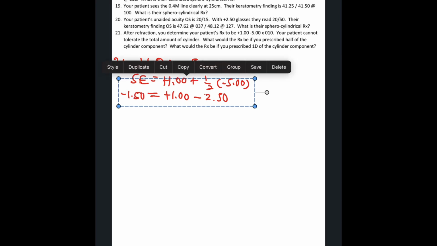And for the spherical equivalent, we do SE equals sphere, which is +1, plus half of -5. And so that's +1 minus 2.5 equals minus 1.5. Okay, so that's the spherical equivalent of our original prescription. So SE equals minus 1.5. So when we find the rest of the prescriptions, they should all have the same spherical equivalent of minus 1.50.